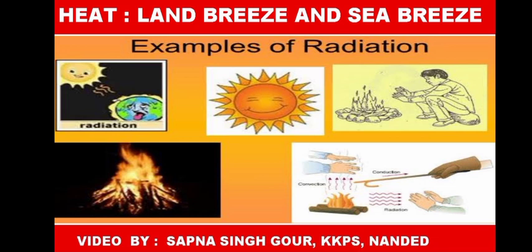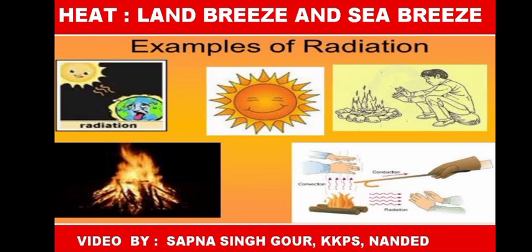What are the examples of radiation? Can you give some example? An example of radiation is the transfer of heat energy of the sun to the earth. When we come out in the sunshine, we feel hot. How do we feel? We feel hot. This means that the heat from the sun is being transferred to us, which makes us feel hot. Heat from the sun reaches the earth.